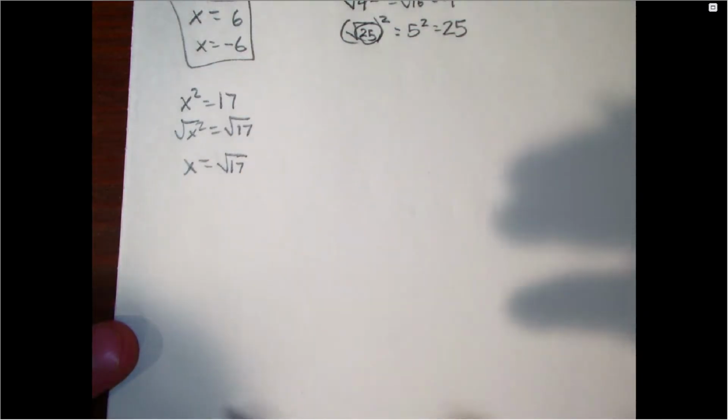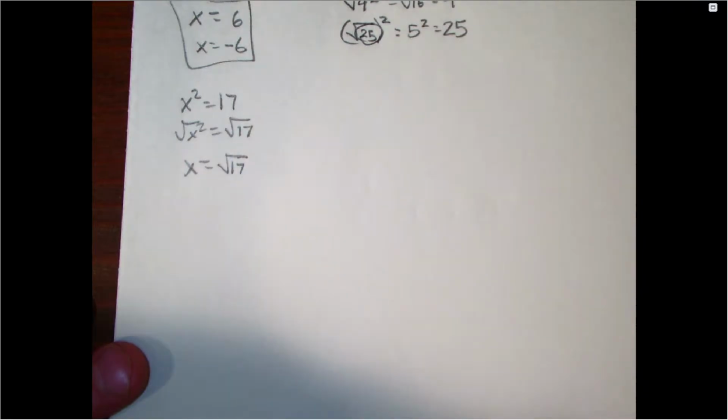If I was going to write the decimal version of this, it would just be a rounded estimate. You can round pretty far. You can round to 3 decimal places, and that's normally plenty. But for now, we're just going to leave it as the square root of 17 because the square root of 17 has no perfect answer.